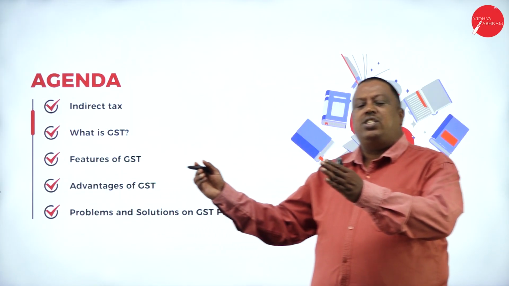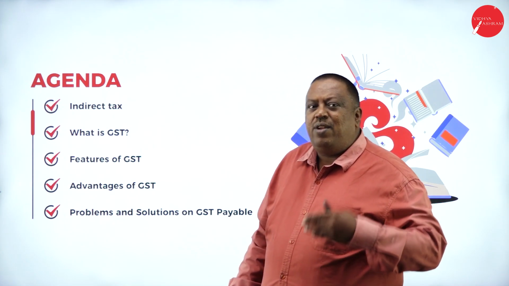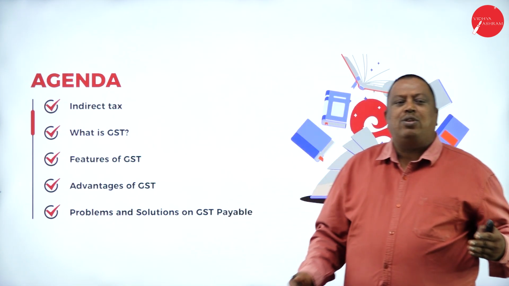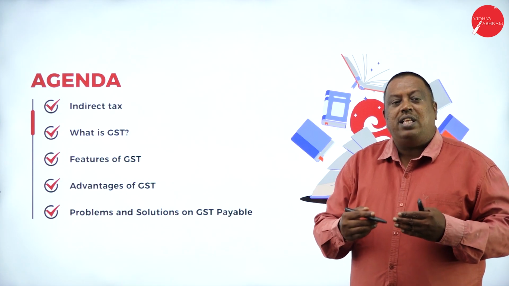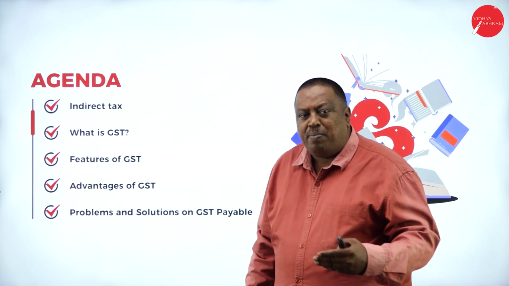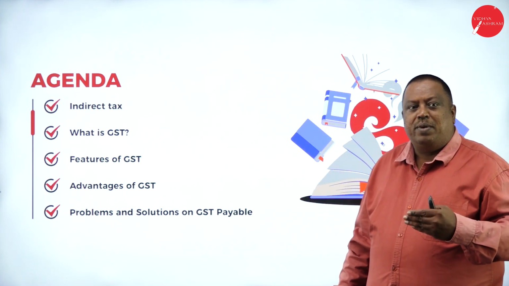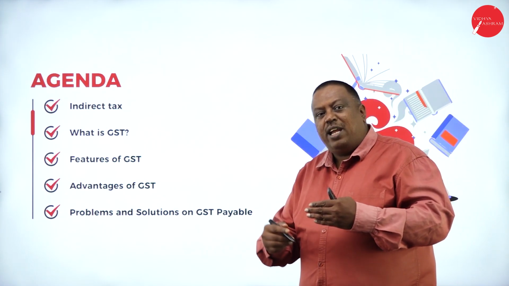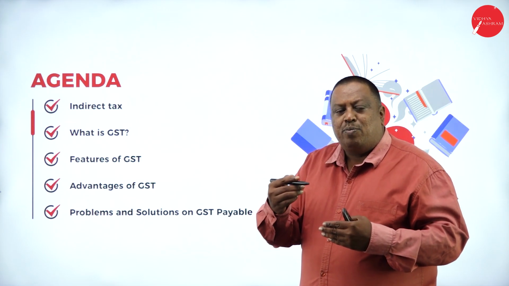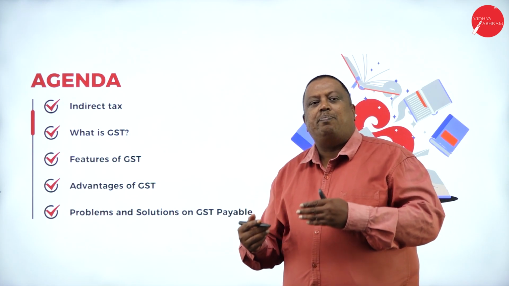In today's agenda, we are going to discuss what GST is and what the main features of GST are. And we are going to solve certain problems: how GST is calculated, and what amount of GST should be paid by the business person. The amount they have collected from the consumer, minus whatever amount they paid to the person from whom they purchased the raw materials, will be deducted, and the balance should be paid to the government.